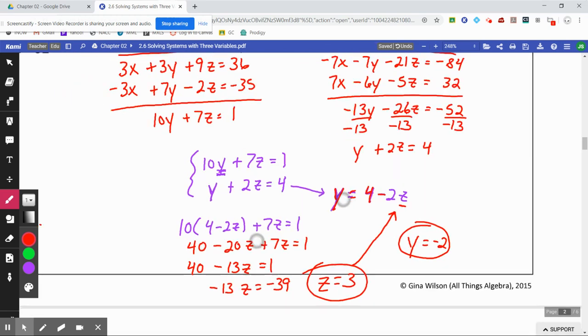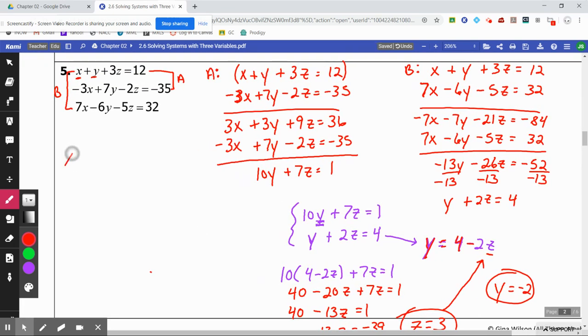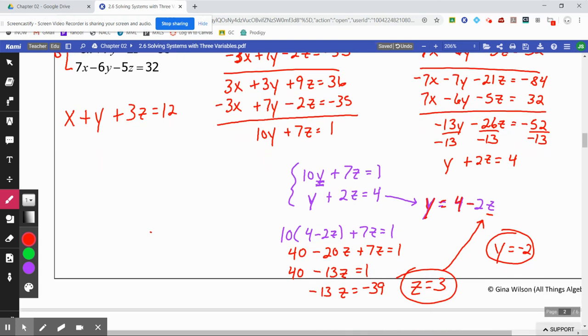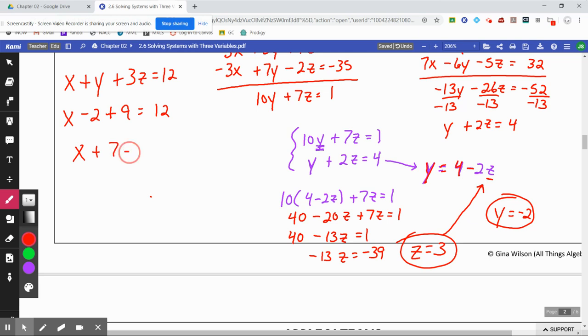So now that I have my y and my z, I can now go back to an original. The cleanest original is x plus y plus 3z is 12. And let's plug those in. It gives me x. My y is negative 2, so let's plug that in for my y. My z is 3, so that'd be plus 9 is equal to 12. That would be x plus 7 is equal to 12, so that means that x would have to be 5. So my x value is 5. My y value is negative 2. My z value is 3.